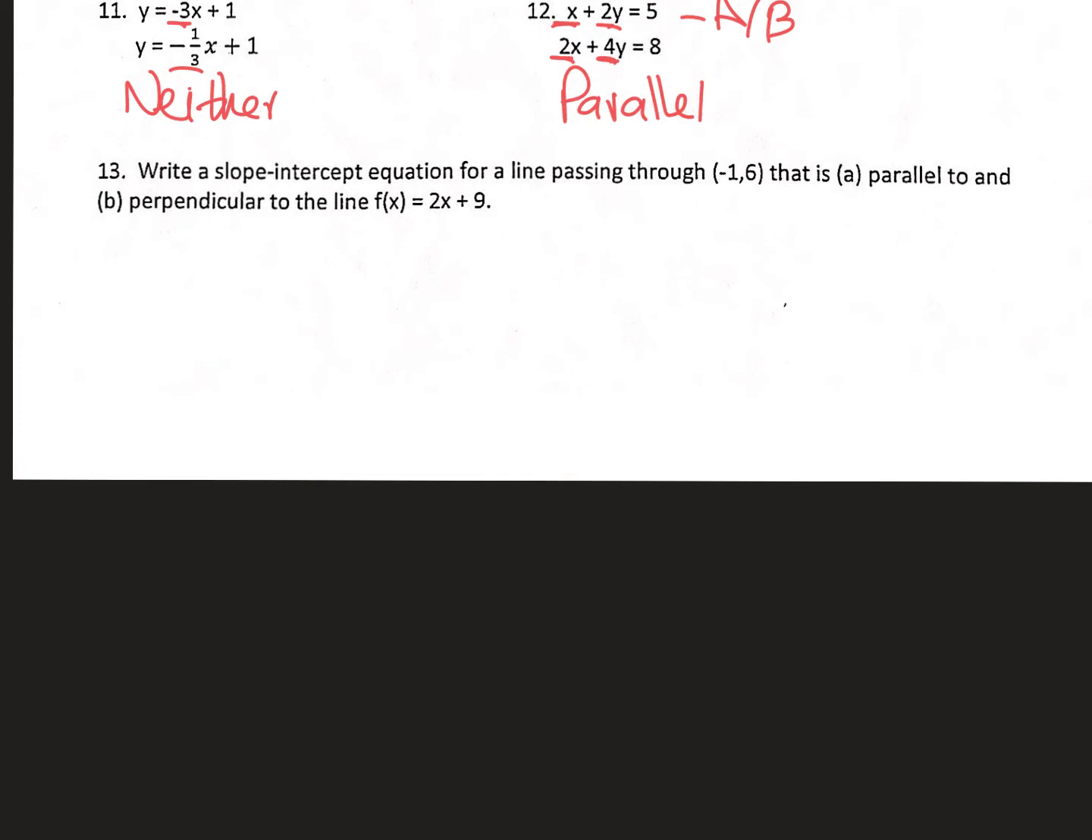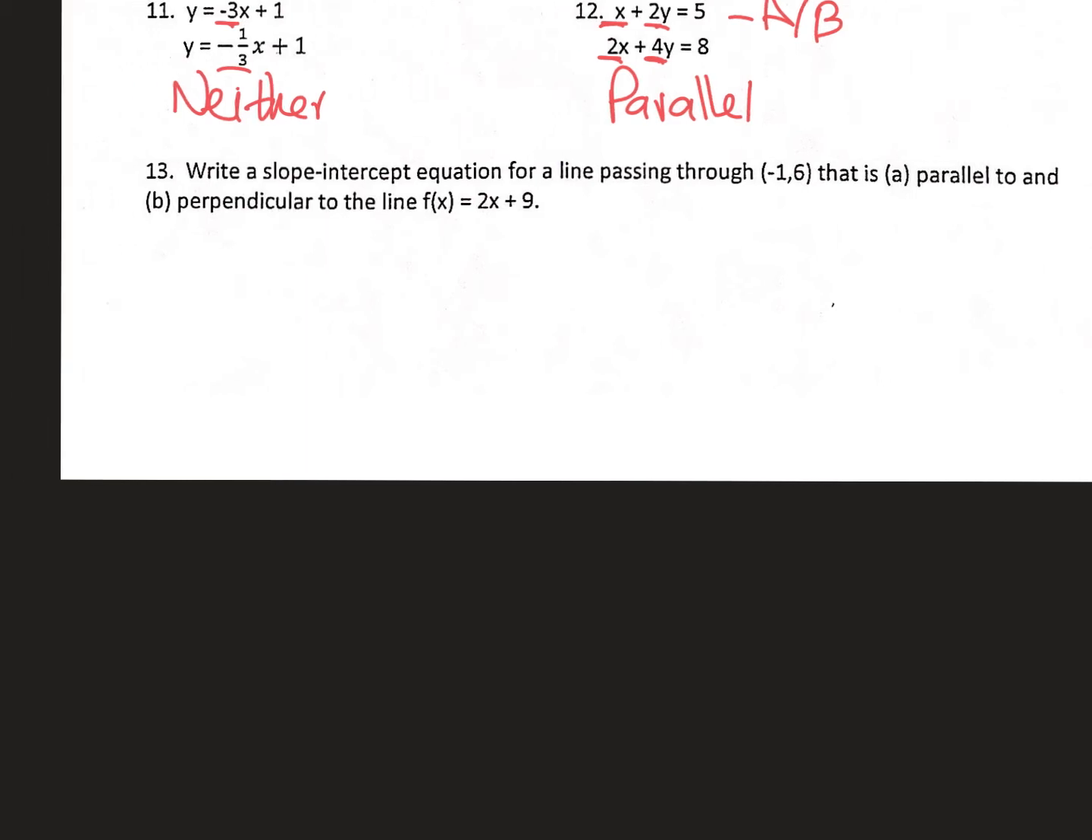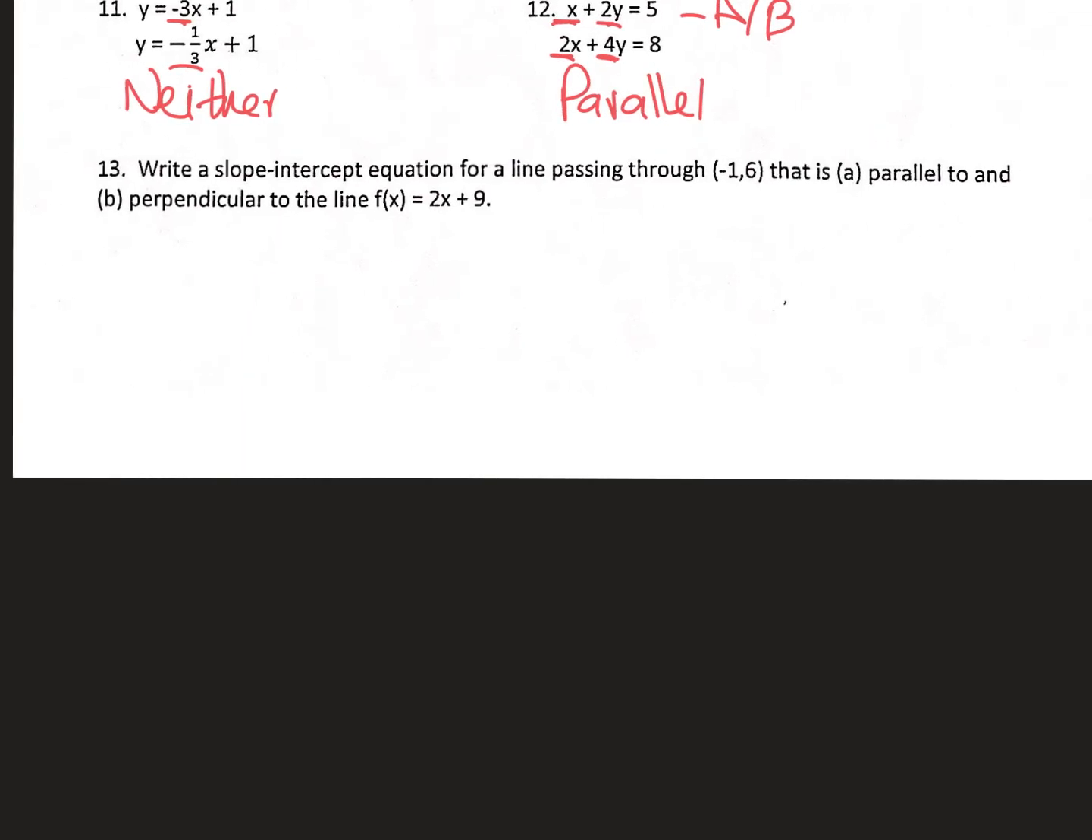Okay, 13, you've got to do both ways. 13 says write a slope-intercept form of a line passing through negative 1, 6 that is parallel to this equation, and then part B, perpendicular. So first thing you need to know is what the slope is of that equation. Slope is 2. That's really important. And when I do my parallel one, I'm going to use slope 2. I need the slope to be the same.